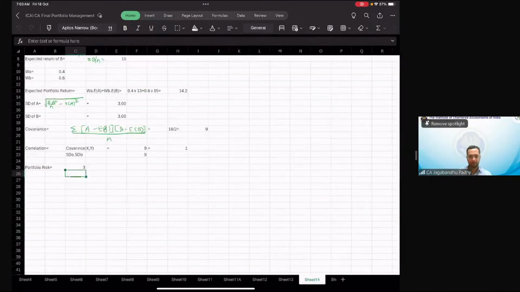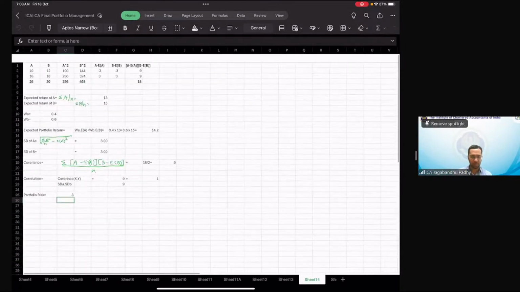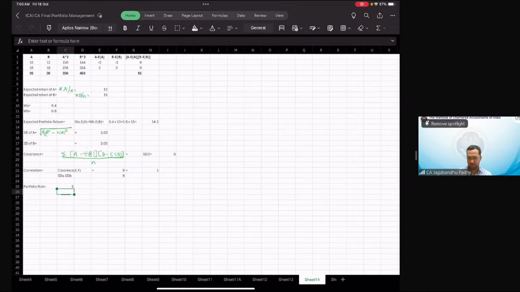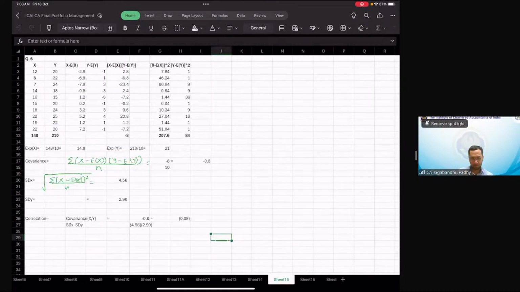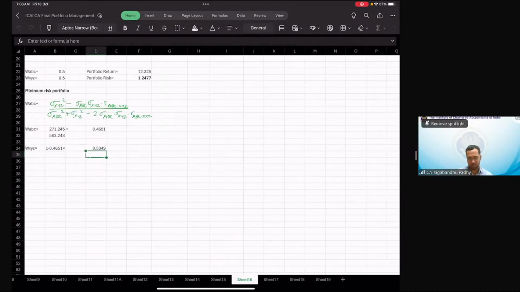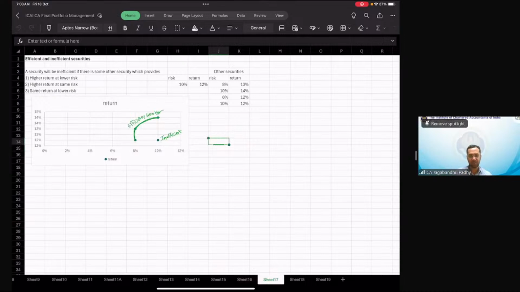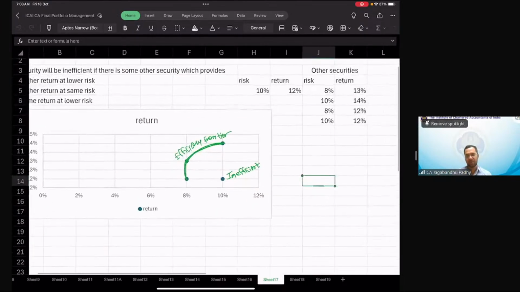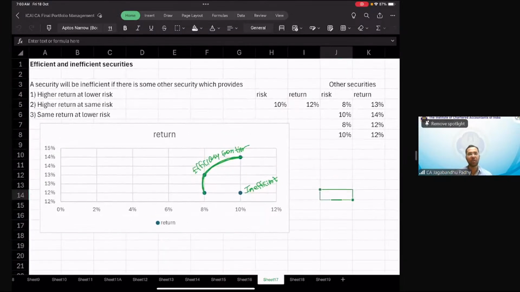Then we discussed a few of the questions, and then we went ahead with the Markowitz efficiency frontier. But before that, we understood what are the efficient and inefficient securities.